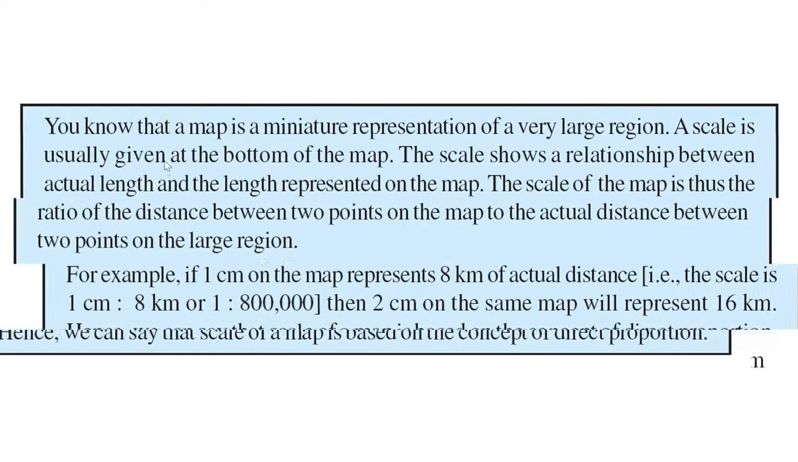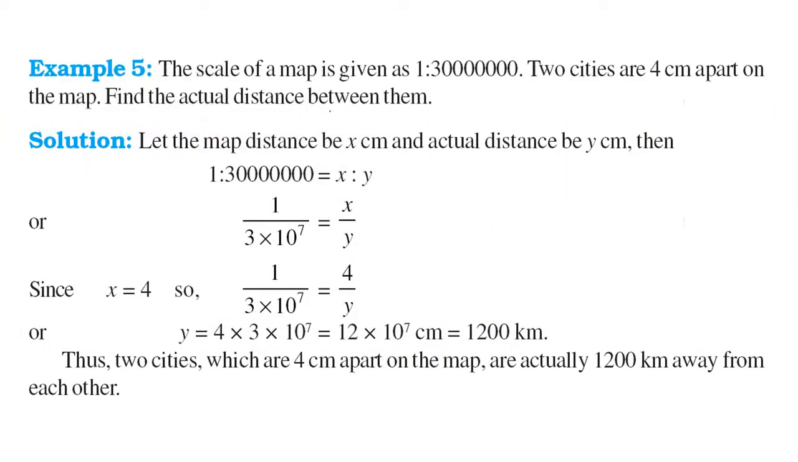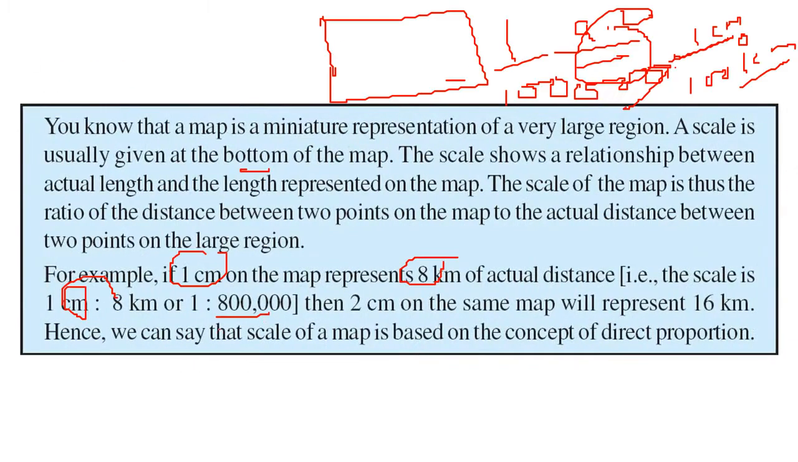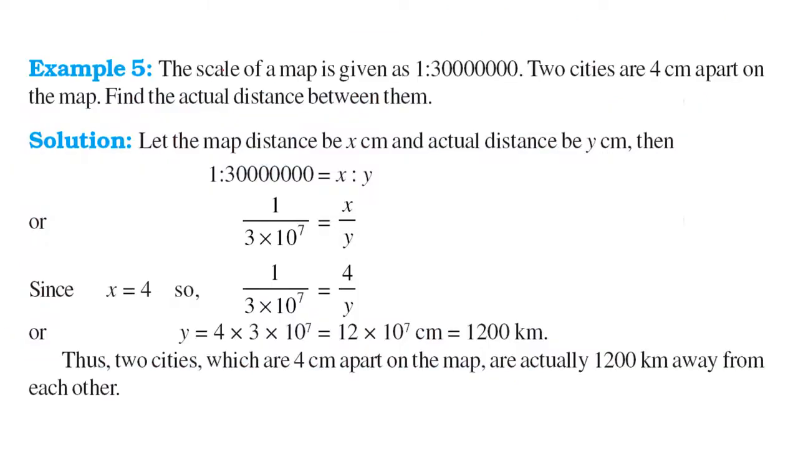So now we can say that these are in direct proportion. That is, the scale of the map is based on the concept of direct proportion. So now the scale of the map is given as this one, meaning the distance of one unit on the map represents this much on the actual ground.